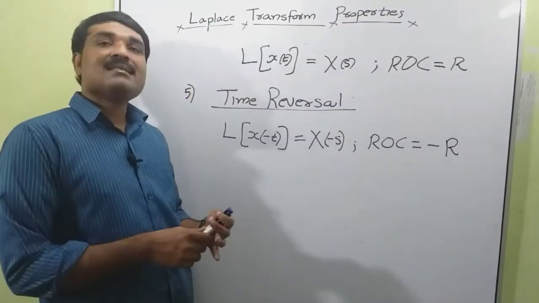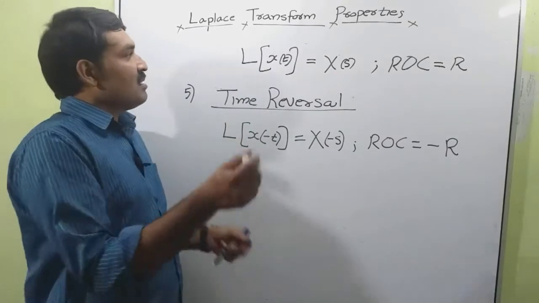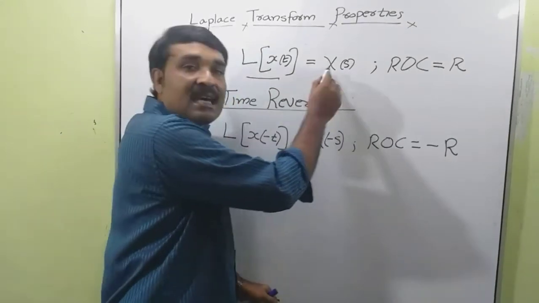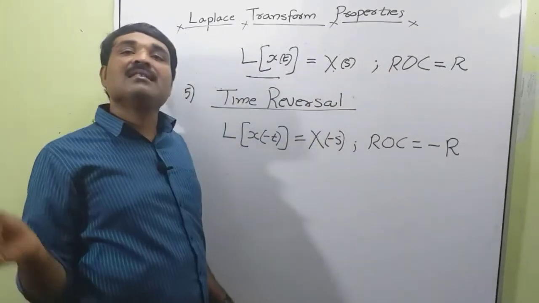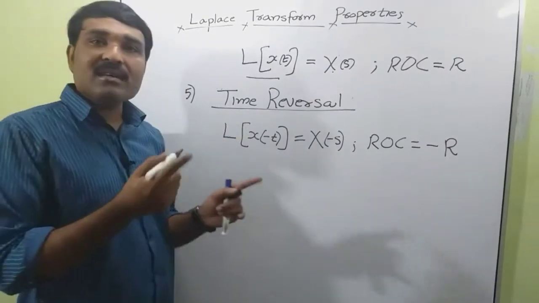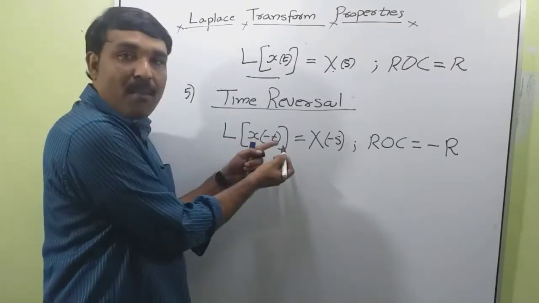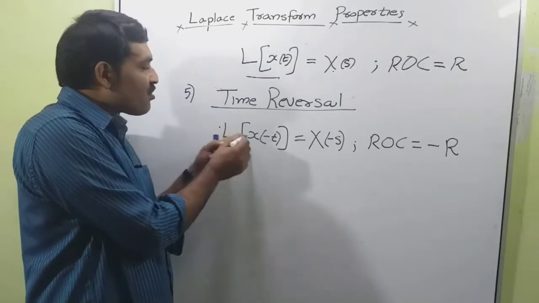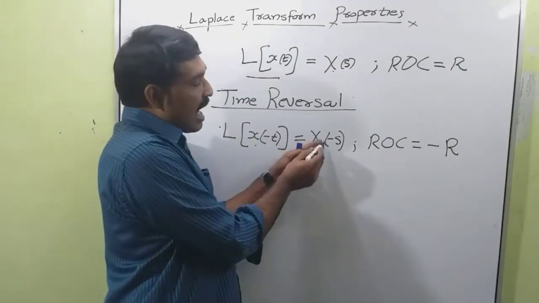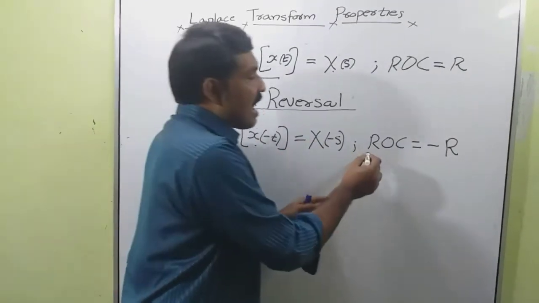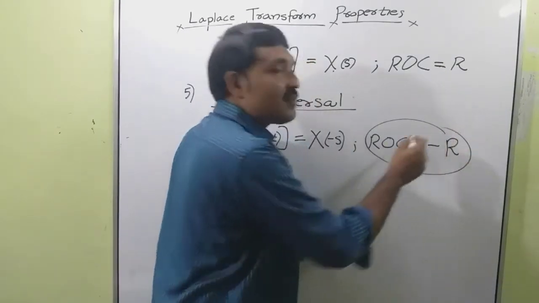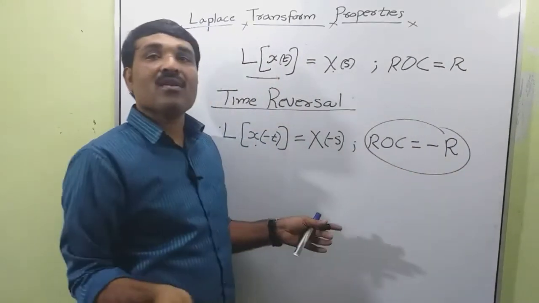Okay. Next is the time reversal property. If the Laplace transform of x(t) is X(s) and region of convergence is R, then for the time reversed signal, denoted by x(minus t), the Laplace transform of x(minus t) is equal to X(minus s). And the ROC of the time reversed signal is minus R.